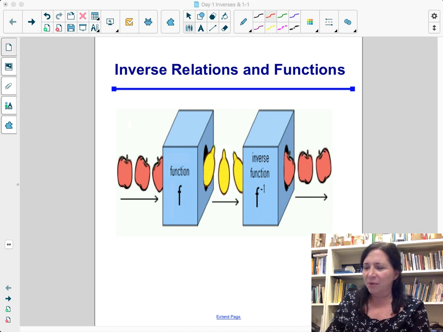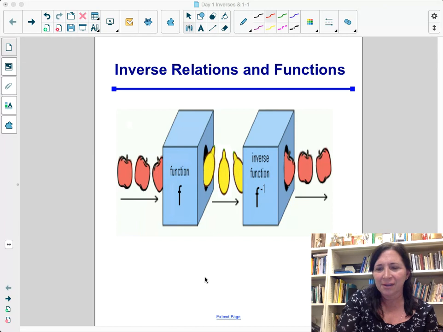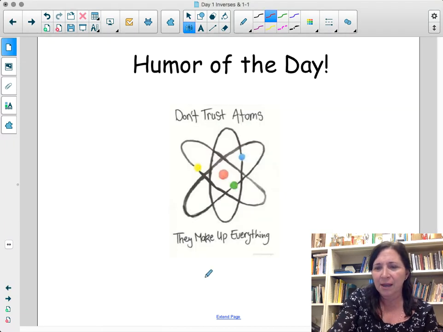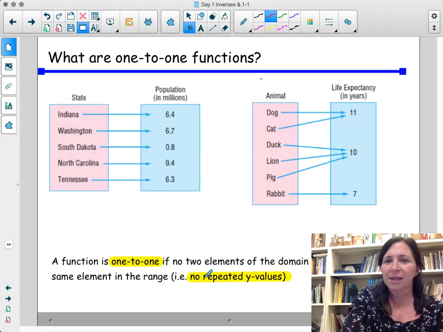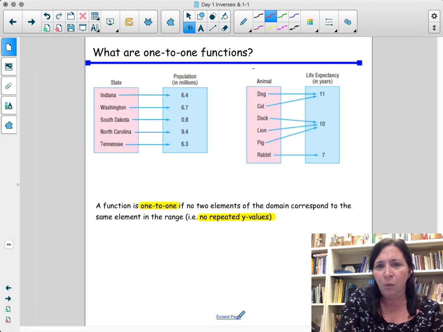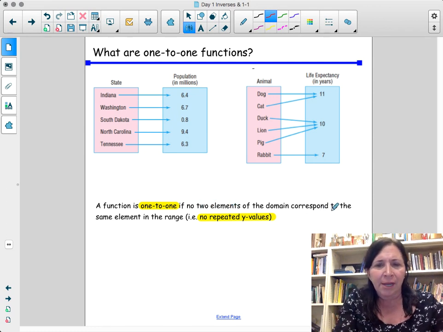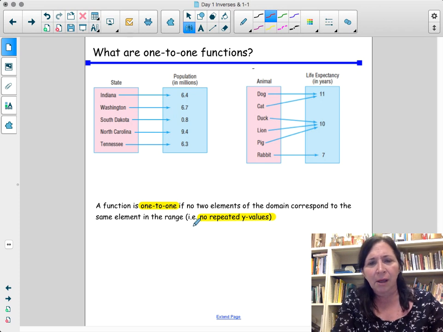Hi everyone, today we're going to learn about inverse relations and functions, so let's get started. First thing that we're going to talk about is what are one-to-one functions. A one-to-one function is basically any two elements of the domain corresponding to the same element in the range.